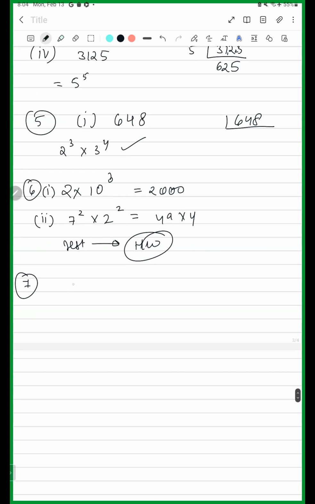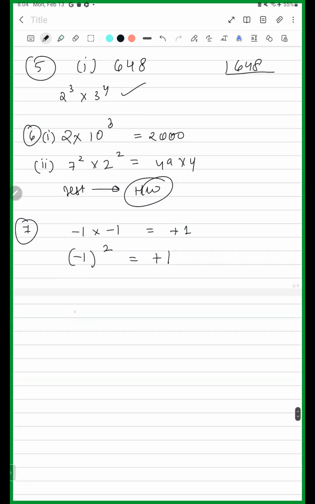Heba, I think we discussed this in the previous class as well. What is -1 multiplied by -1? Positive one. So -1 squared is +1. What is -1 to the power 3? This is -1 multiplied by -1 multiplied by -1. It will be negative one. Very good. And what is -1 to the power 4? It will be positive one.